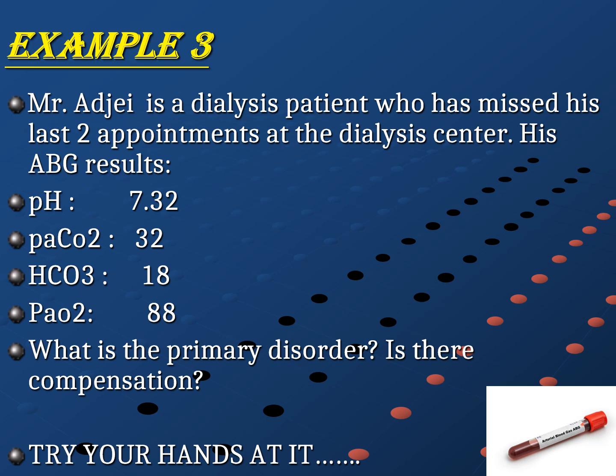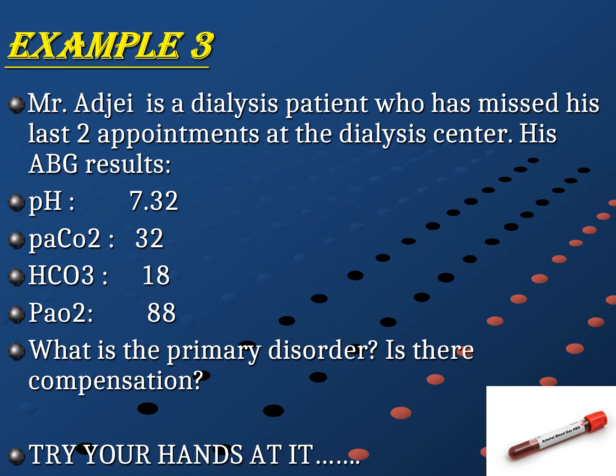PaCO2 is low, 32, which is in the same direction as the pH. If it were a respiratory acidosis, PaCO2 would be high. HCO3 is low, 18, which suggests that the kidneys are not able to retain enough bicarbonate to buffer the acid. The low PaCO2 suggests that the lungs are trying to compensate for the metabolic acidosis by blowing off more CO2. What type of acid-base disorder do you think Mr. Abg has?